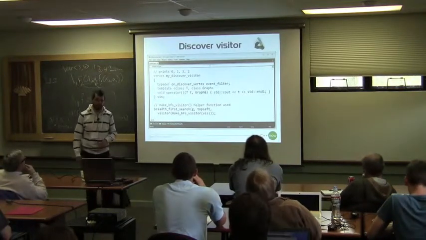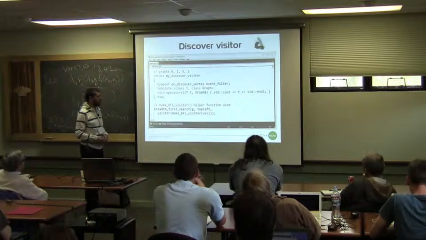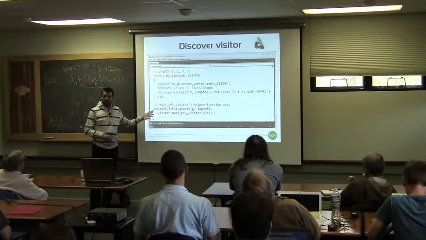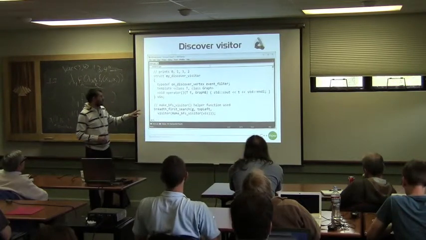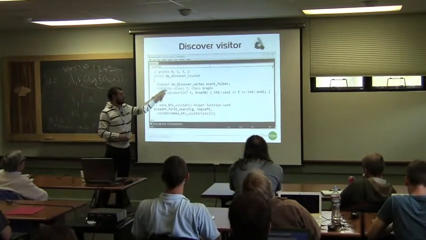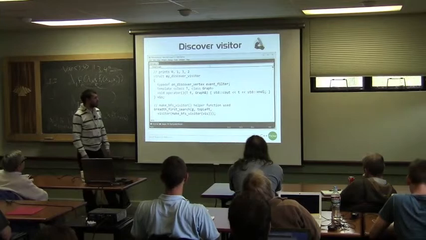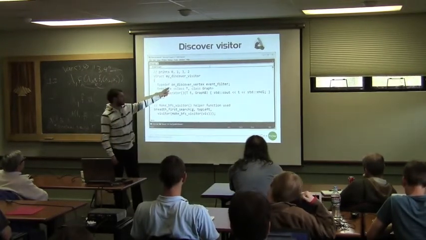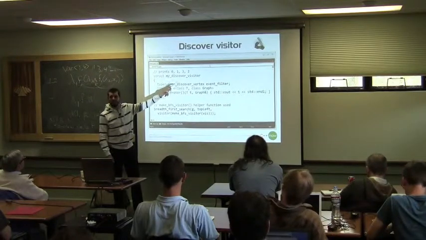All right, let's change the visitor to something more useful. I want now to be notified when this algorithm detects a new vertex. So I don't call my class my null visitor anymore. I just call it my discover visitor. And I have to change now the event filter. I'm using now a tag which is called on discover vertex. Yes?